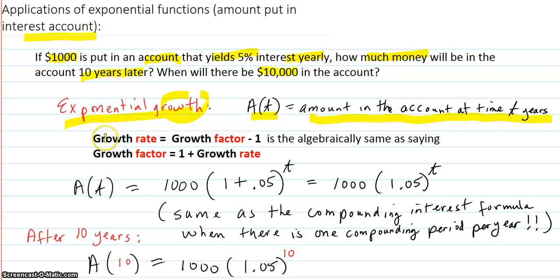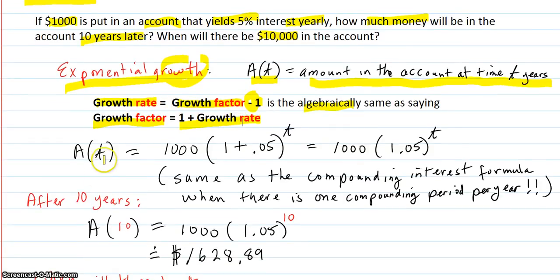Now we have this formula from before. Growth rate is the growth factor minus 1. But that's algebraically the same as saying the growth factor is 1 plus the growth rate. And you can see that by just adding 1 to both sides, and you'll have growth factor equals 1 plus growth rate, which is this. So now we have all we need.